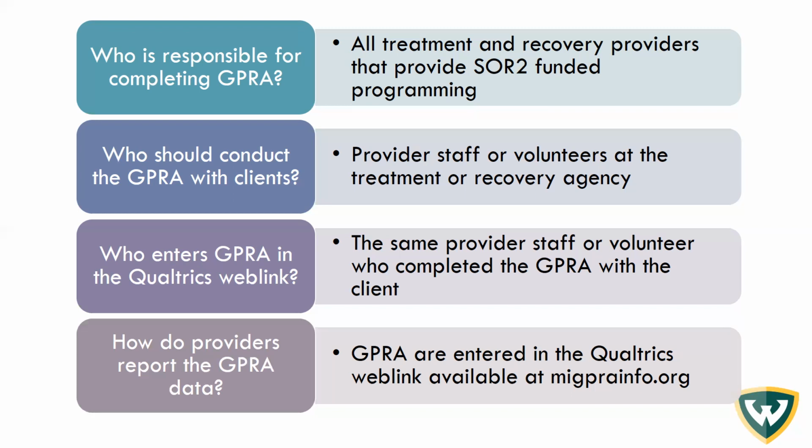It's always a good idea to give them the heads up right at the intake as well. So once you complete the actual interview, you'll have a PDF copy, a hard copy of your interview tool where you recorded all your answers. What we're going to ask you to do is then log into our Qualtrics web link, and that is go.wayne.edu/GPRA. When you click on that web link, it takes you directly into an online survey tool that looks just like the PDF survey tool.